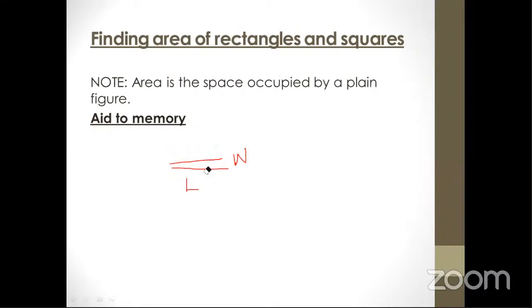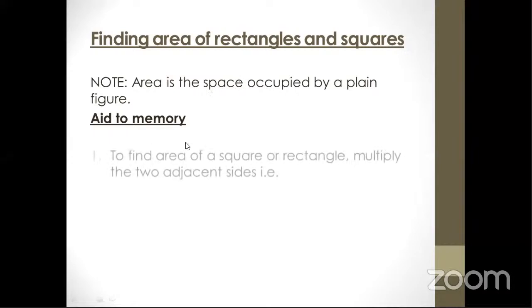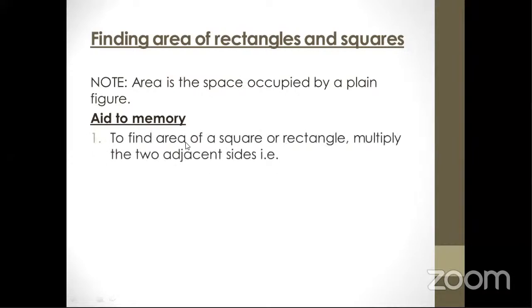Thank you very much, Joan, for giving us that method. Let us see what they have given us here also, but it's not far from what you have said. Good. To find the area of a square or a rectangle, multiply the two adjacent sides, i.e., area of a rectangle is length times width. Everybody, can you say area of a rectangle equals length times width? Very good.